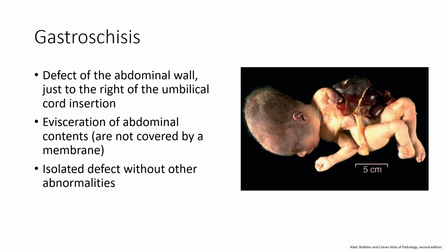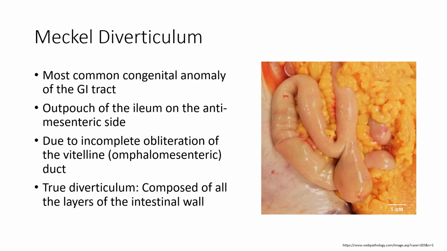Gastroschisis occurs as an isolated defect. It is not associated with trisomies or structural abnormalities as in omphalocele. In this picture, we can see the herniated abdominal contents and they are not covered by a membrane. Now we come to Meckel diverticulum, which is the most common congenital anomaly of the gastrointestinal tract.